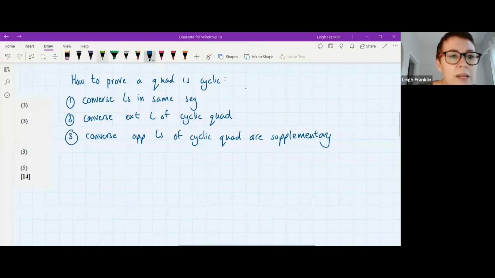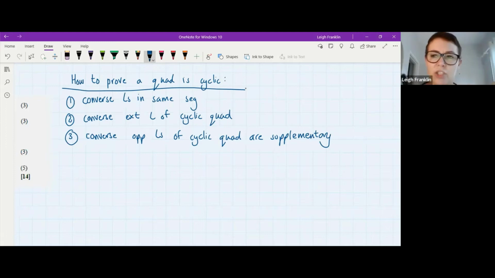So these are the three reasons you can prove a quad is cyclic. There is no other way to do it, right? Maybe your teachers at school have taught you different words, but it's exactly the same concept. There is another way to say converse angles in the same segment. There is another way to say converse exterior angle of cyclic quad.